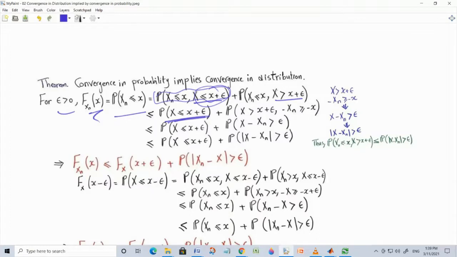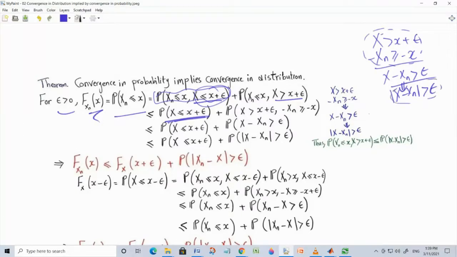What about this term here? We have two events. One of them is big X greater than small x plus epsilon, and the other one, after multiplying by a minus, is minus Xn greater than or equal to minus x. If these two events are true, then this implies the following. You can just add the inequalities, and they tell you that X minus Xn is greater than x plus epsilon minus x, which is epsilon. So X minus Xn is greater than epsilon, and then the absolute value of X minus Xn is greater than epsilon. So these two events together imply this.